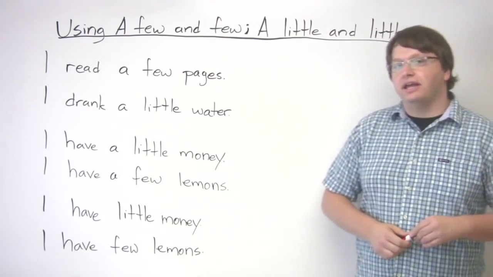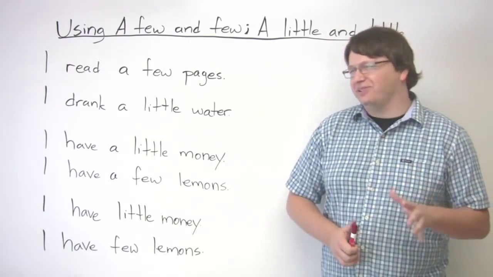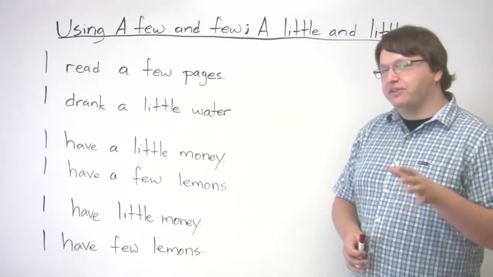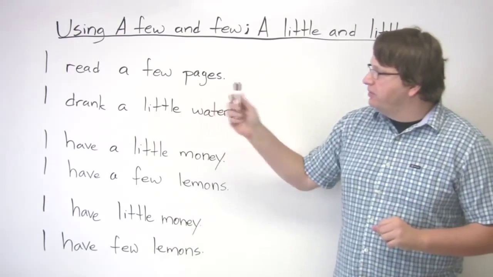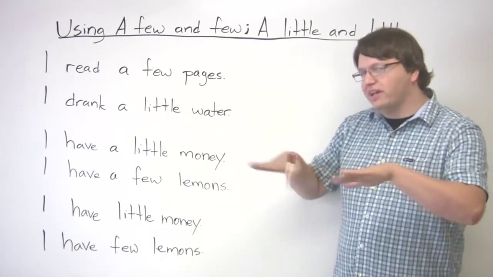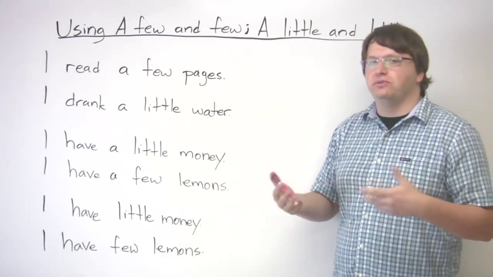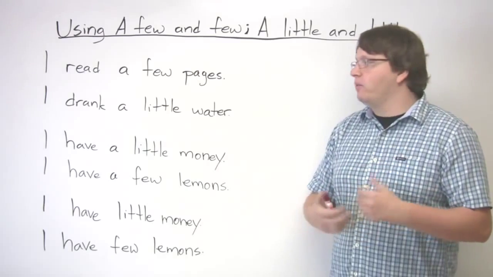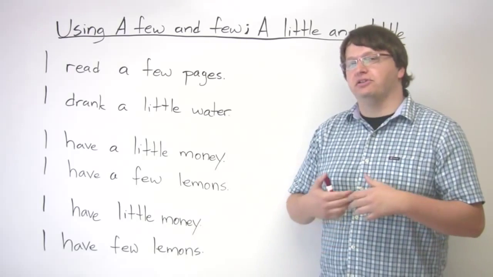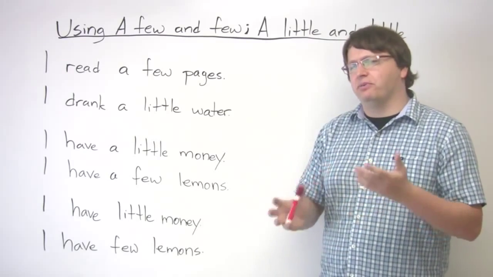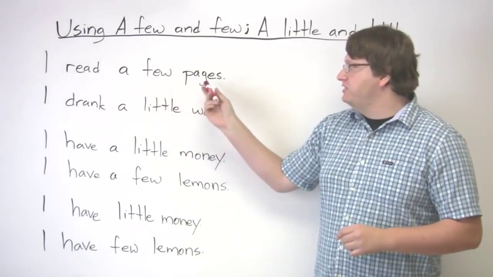Hi, this is Alex. Thanks for clicking and welcome to this lesson on when to use a few and few or a little and little. Now the differences are actually a little difficult, but after this lesson I think you should have a good grasp of it. So we have a couple of different sentences. There are two levels to the rules here. First we're going to talk about when we use a few and few, and when we use a little and little, and afterwards I'm going to tell you which one is positive and which one is negative.